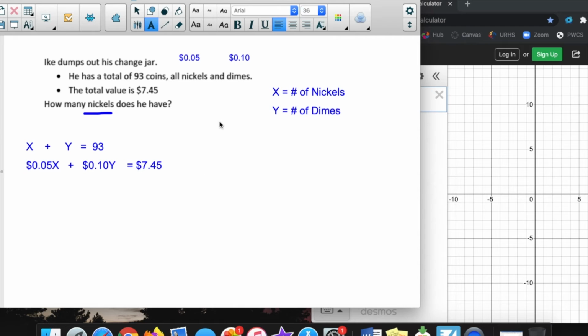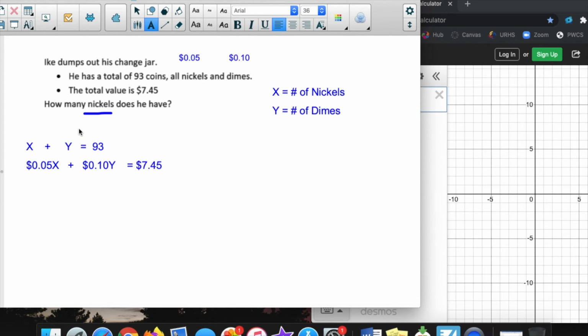So what I like to tell my kids here, after we establish what these amounts are for nickels and dimes, is look, all the dollar amounts are in their own equation together. So the dollar amount of the nickels that he has plus the dollar amount of the dimes that he has equals the total amount of money he has. And that makes sense, right?